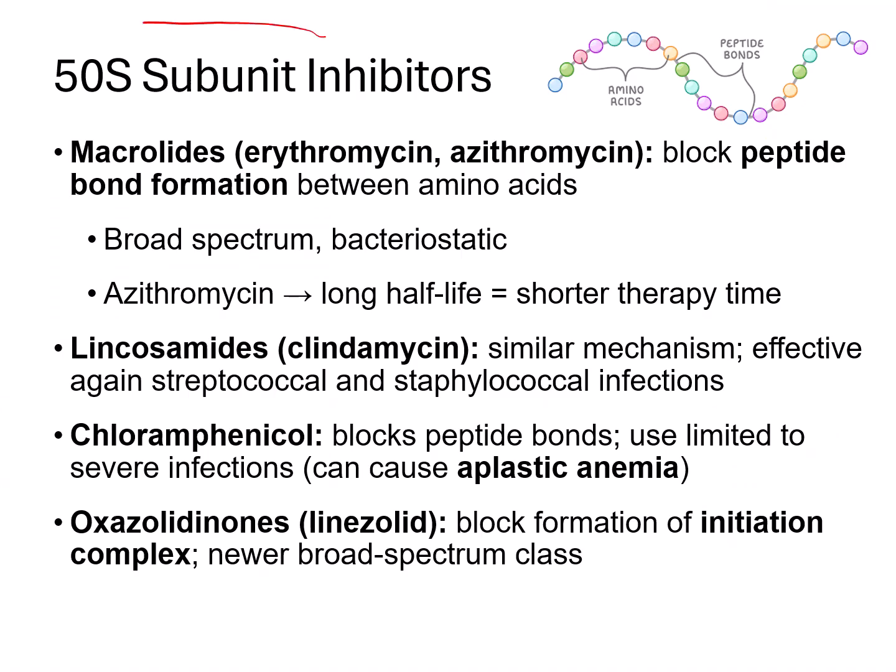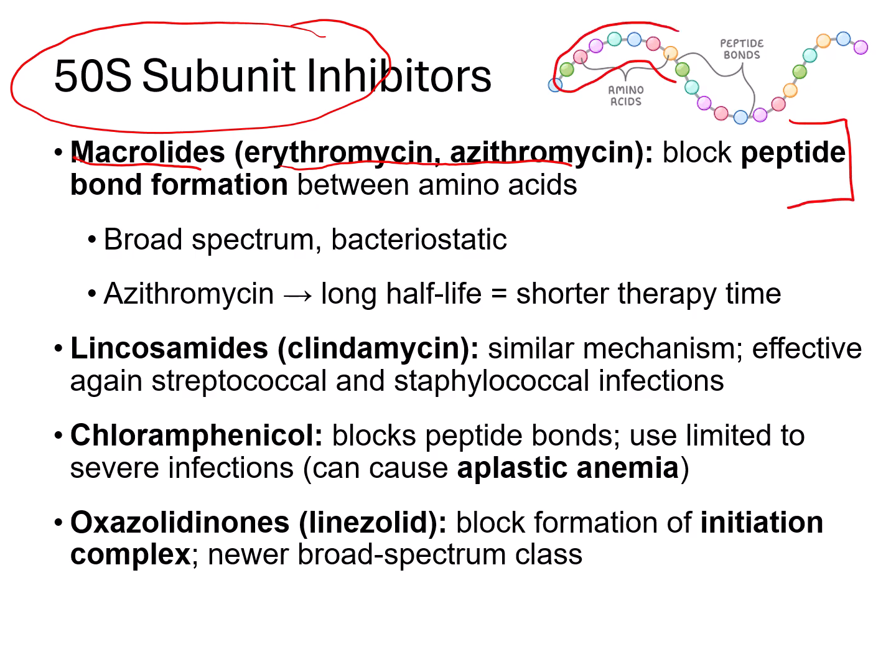All right, now let's look at our large ribosomal subunit inhibitors, the 50S subunit inhibitors. We have our macrolides, such as erythromycin and azithromycin. These block peptide bond formation. Remember, peptide bonds are the bonds that connect amino acids. These are broad spectrum bacteriostatic drugs that are luckily well tolerated by the body, and azithromycin in particular is one that has a pretty long half-life. Remember, half-life is how long it takes to clear 50% of the drug from the blood or the plasma, which often means a shorter therapy time.